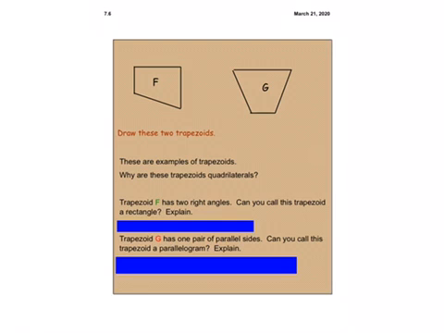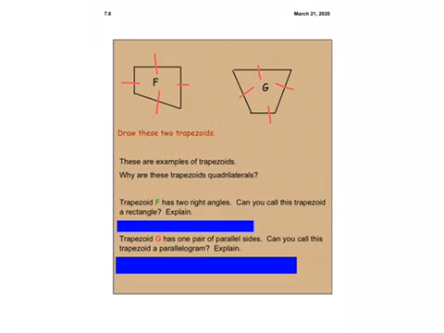So it says to draw these two trapezoids. Let's just look at these two trapezoids. It says these are examples of trapezoids. Why are these trapezoids quadrilaterals? Well, they're quadrilaterals because they have 1, 2, 3, 4 sides.